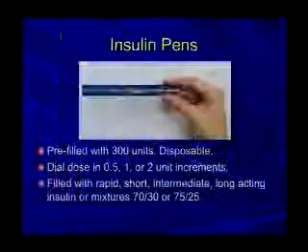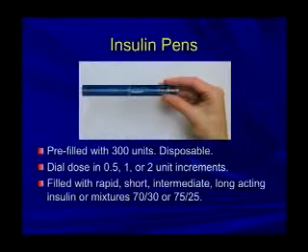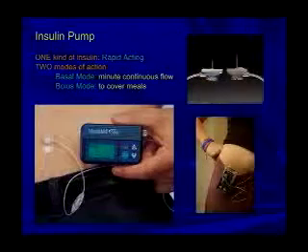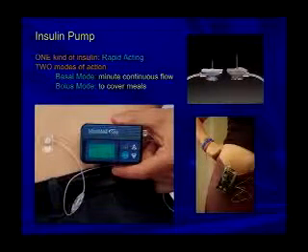The pens are filled with 300 units. They're disposable. You can dial them up. In pediatrics, we have half-unit ones, but the adults generally don't need half units. They have almost every type of insulin available in a pen. The insulin pump, I would say we probably have close to 250 kids in the peds clinic on insulin pumps as young as 1 year old. We have lots of adults in our clinic on the pump.